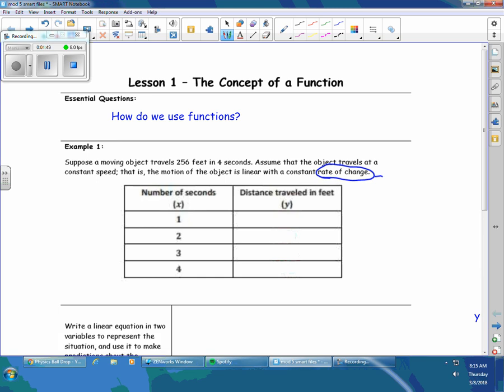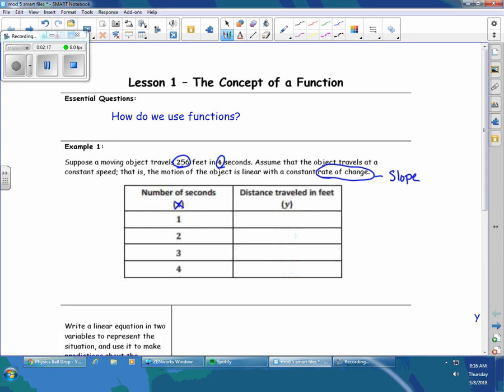And of course, you remember, I hope, that rate of change is also what we call slope. So remember all the equations that we solved in slope-intercept form. This module will be putting those concepts that we learned in the last module to use in kind of some real-world type situations. Okay, so our object travels 256 feet in 4 seconds.